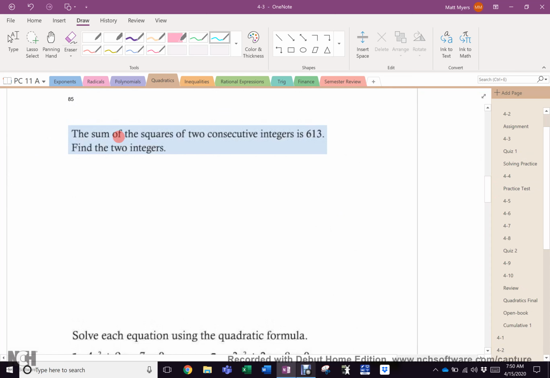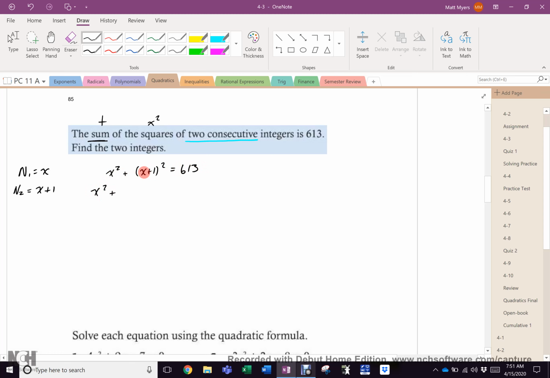So the sum of the squares of two consecutive integers is 613. So I have two numbers, right? Number 1 equals x, because I don't know what it is. Number 2 is x plus 1, because they're consecutive, so it's the very next number. Now, the sum, that's plus, of the squares is 613. So I've got to square both. X squared plus (x plus 1) squared equals 613. And now I just do the math.